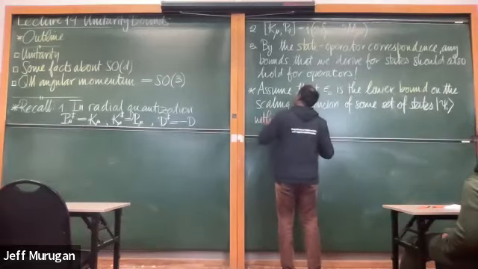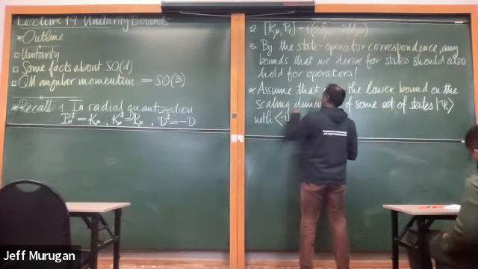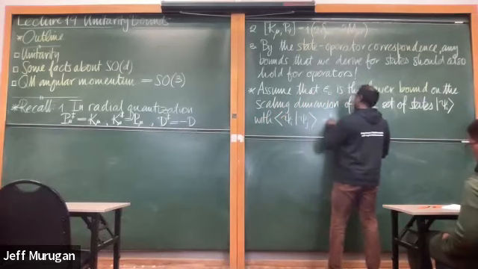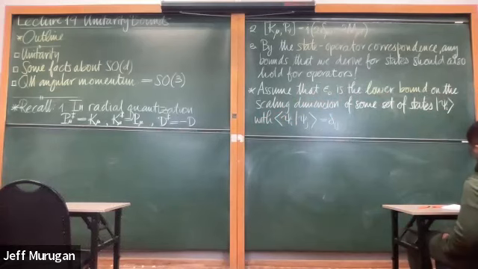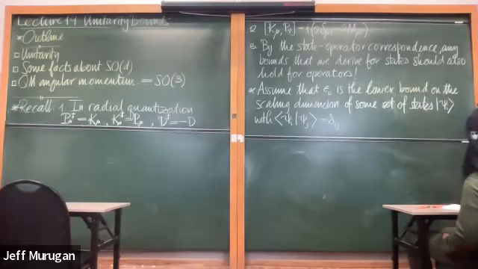So I'm going to assume that the inner product of psi i with psi j, standard inner product of my given space, is delta ij. You can always normalize them, so I'm not losing any generality there.